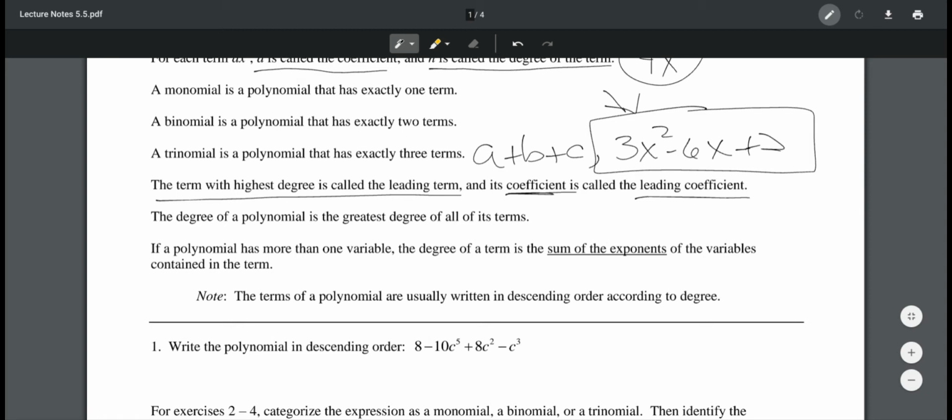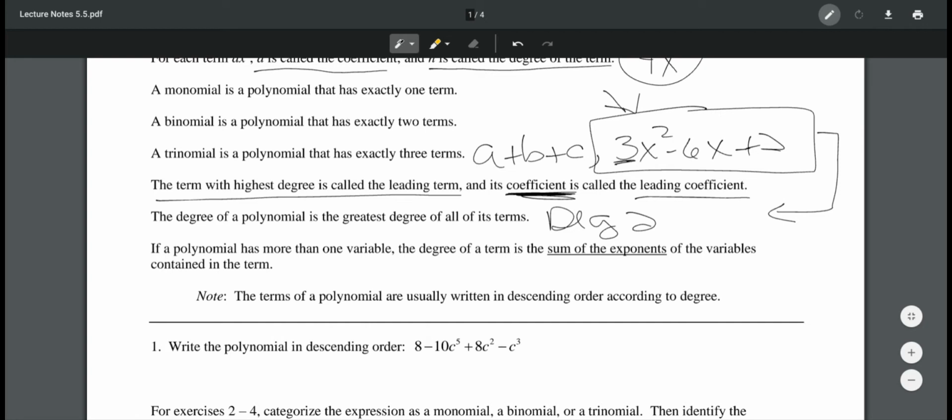This is the leading term because the degree of 2, the exponent of 2, makes it the highest degree. Now, the coefficient is 3 because it is the leading coefficient. It's the number attached to the term with the highest power. Now, the degree of a polynomial is the greatest degree of all of its terms. So in this case, the degree would be 2 because that's the largest exponent in that problem.